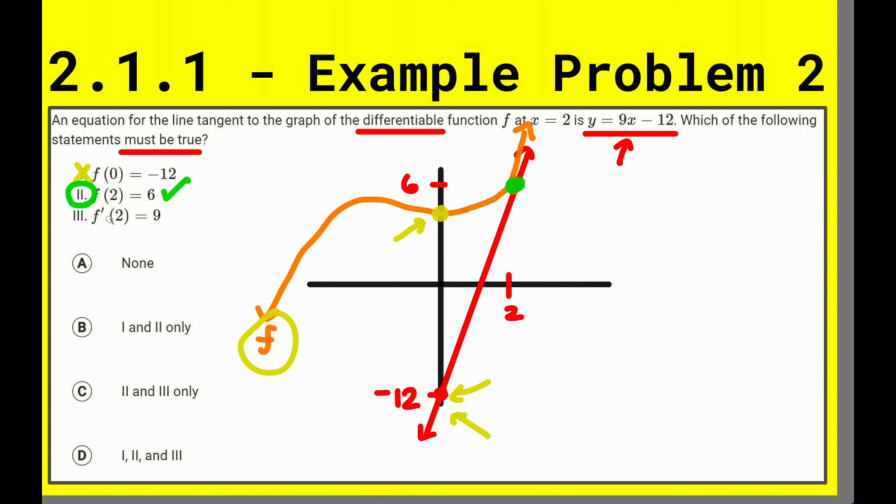And then the next one, it says f prime of 2 equals 9. So that means the derivative at x equals 2 is equal to 9. Well, the derivative at 2 is equal to 9 because the slope of the tangent line there is equal to 9. So that would be true as well. So the answer for this one should be C, both Roman numeral 2 and Roman numeral 3. All right. That concludes our first section of this unit. The next section is going to be a further deep dive into these concepts.